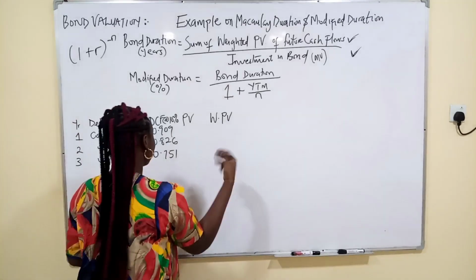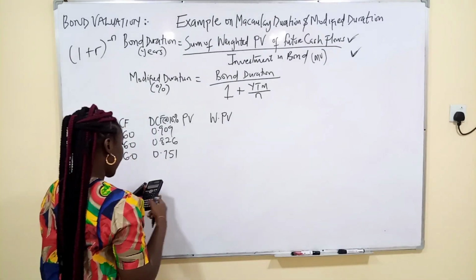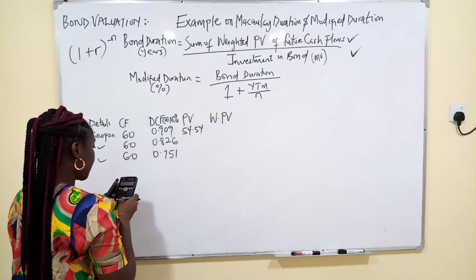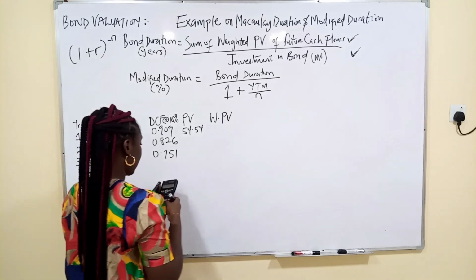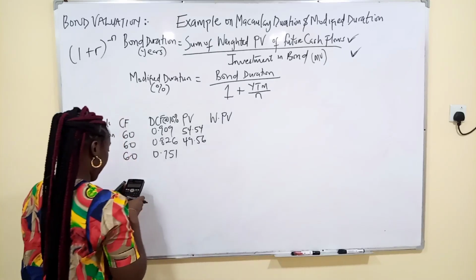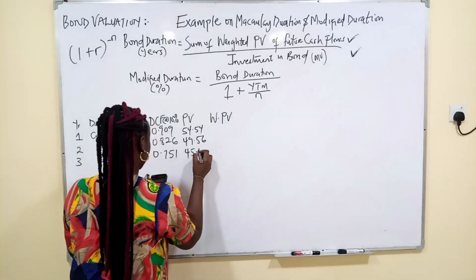Now you multiply your discount factors by the cash flows. That's when you have present value of cash flow, right? 0.909 times 60 gives us 54.54. 0.826 times 60 gives us 49.56. 0.751 times 60 gives us 45.06.